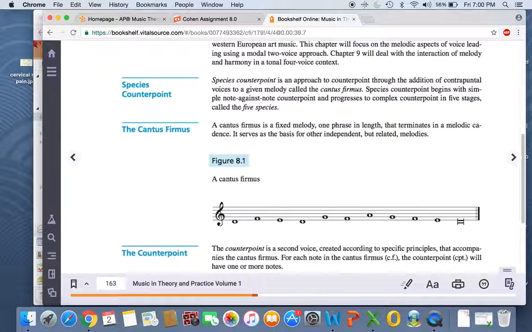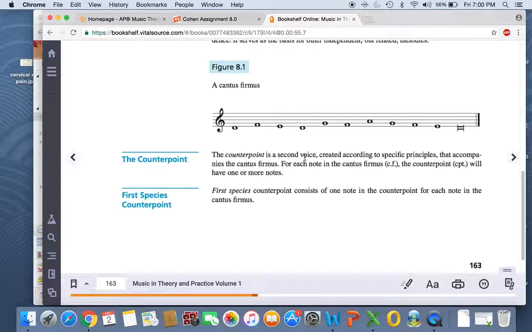The cantus firmus. Cantus firmus is a fixed melody. It is the melody, one phrase in length, that terminates in a melodic cadence. It serves as the basis for other independent but related melodies. So whenever you have the one line, that's your cantus firmus. Then the counterpoint. It's a second voice created according to rules that accompanies the cantus firmus. For each note in the cantus firmus, the counterpoint will have 1 or more notes. Actually, since we're only doing first species right now, it will only have 1 note. First species counterpoint consists of 1 note in the counterpoint for each note in the cantus firmus.